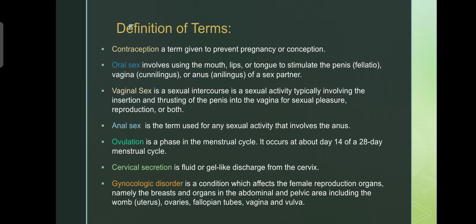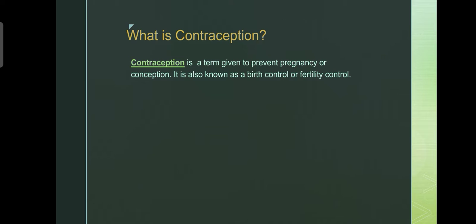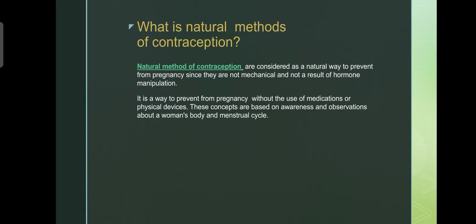So, what is contraception? As I said, contraception is a term given to prevent pregnancy or conception. It is also known as birth control or fertility control. What are natural methods of contraception? Natural methods of contraception are considered a natural way to prevent pregnancy since they are not mechanical and not a result of hormone manipulation. It is a way to prevent pregnancy without the use of medication or physical devices.